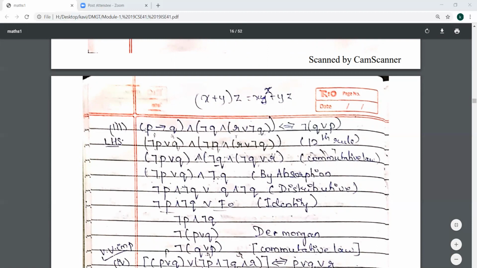So first see here, P implies Q is there. Already you have studied the 12th rule for P implies Q. So by 12th rule, I can write P implies Q as negation P or Q, and this term you write as it is, negation Q and R negation Q. Next step, I am going to use the commutative law. For only this term, R negation Q, I am going to use commutative law.